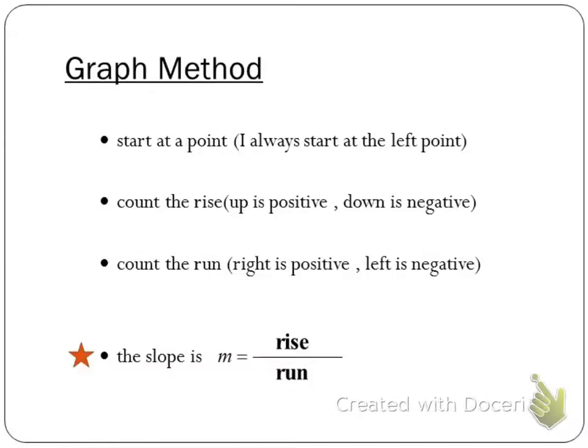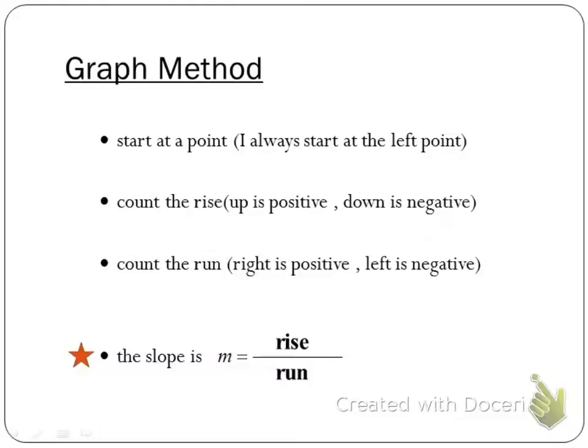Then we're going to count our run. Our run is our change side to side. So if you're going right, it's a positive number. If you're going left, it's a negative number. Down here you can see the star means it's very important. Slope is always written as rise over run. So when we're doing the graphing method, we count the change up and down. That number goes on top. Then we count the change left or right. That number goes on the bottom. And we'll end up with a fraction. That's our slope.